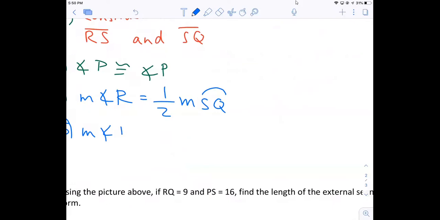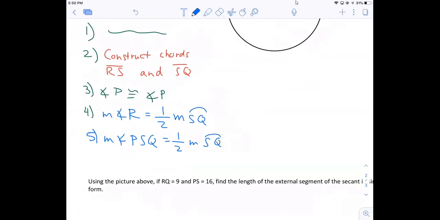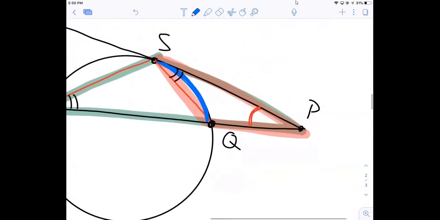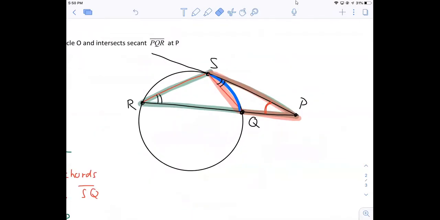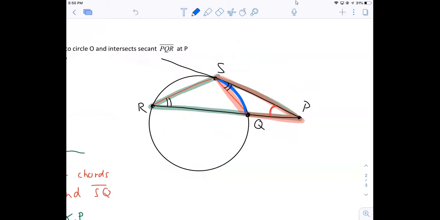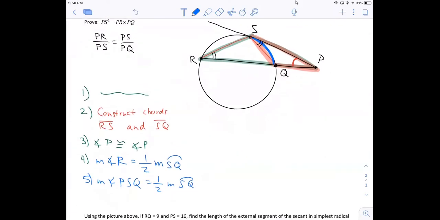And now we can say also that the measure of angle PSQ is also going to be 1/2 the measure of arc SQ. The reason for that is we showed that when you have a tangent and a secant, the angle formed by a tangent and secant is equal to 1/2 the measure of its intercepted arc.